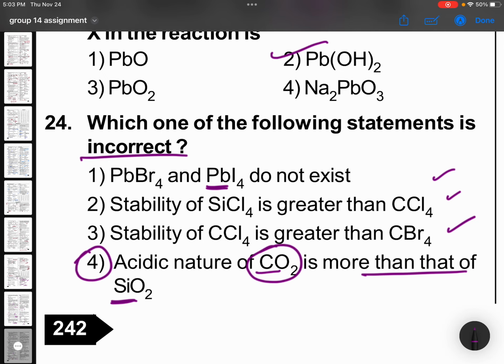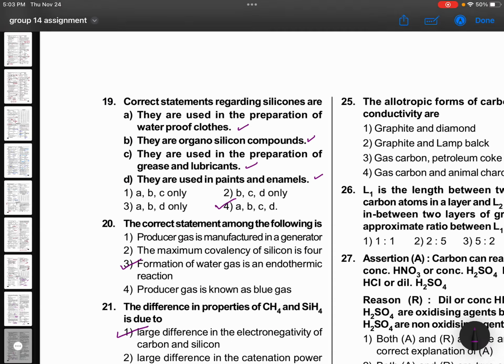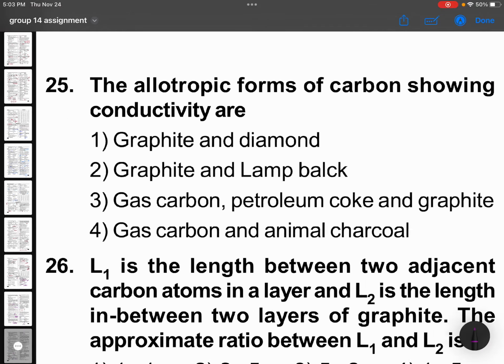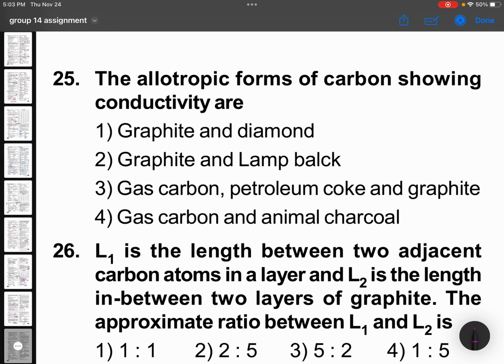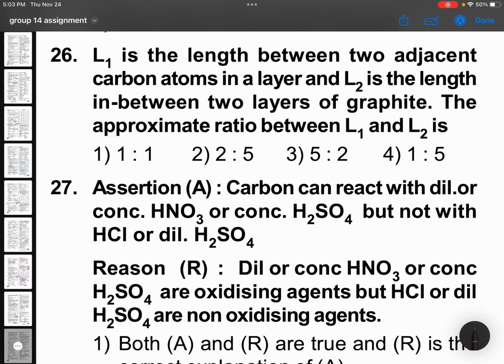Okay, now. Correct. Where are we? 25th question. The allotropic forms of carbon showing conductivity are graphite and gas carbon, petroleum coke, all this. Not diamond. 26th question. L1 is the length between the two adjacent carbon atoms in a layer.